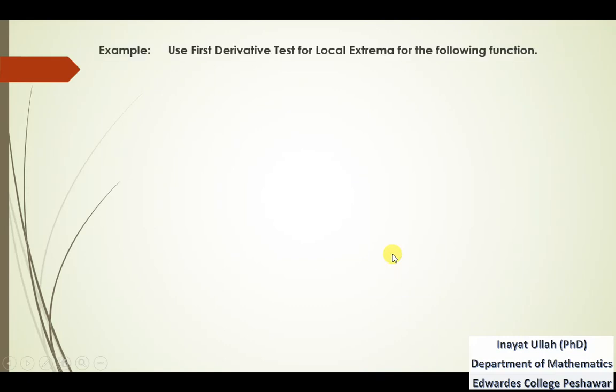So that is the summary of the first derivative test. And here is an example to understand the idea of that first derivative test. The example is: use the first derivative test for local extrema for the following function. You are given a function f of x equal to x cube minus 3x plus 2, and you are asked to find the local extrema of this function.